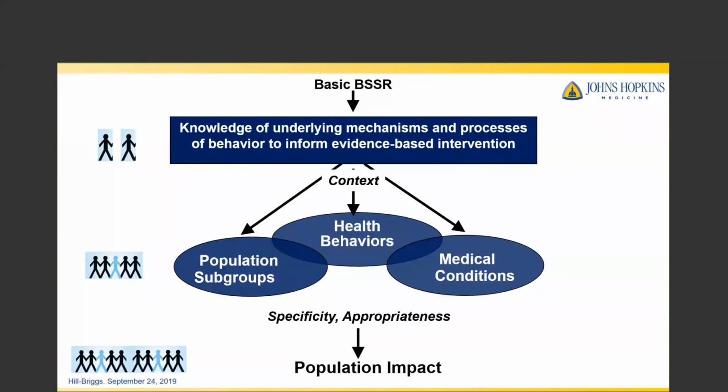What we know about underlying mechanisms then gets applied based on context. And so it may be applied to different health behaviors. It may be applied differently to population subgroups or to different medical conditions. Being able to utilize the basic science mechanisms and apply it to interventions depending on context enables a specificity and an appropriateness to the interventions that are delivered. And that is how we make population impact.